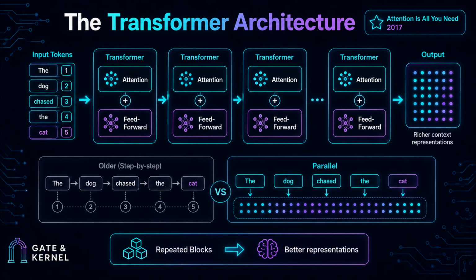Each block usually contains two important components. The first is an attention mechanism. The second is a feed-forward neural network. Information passes through these blocks repeatedly, allowing the model to build increasingly useful representations of the text. Early layers may recognize basic words and local relationships.